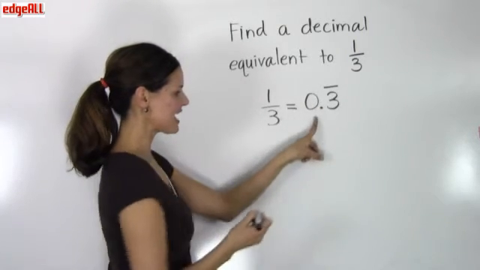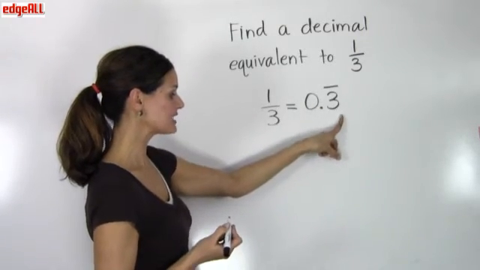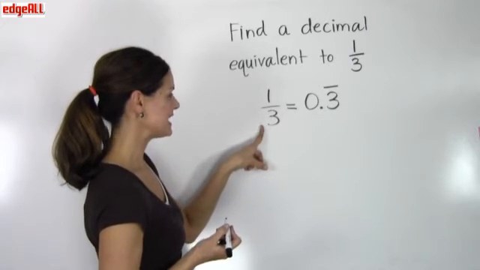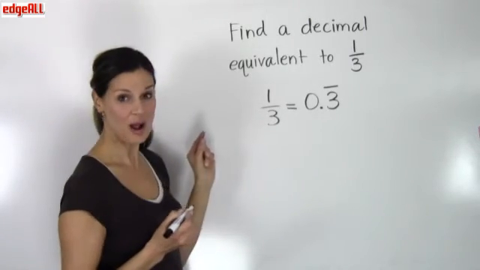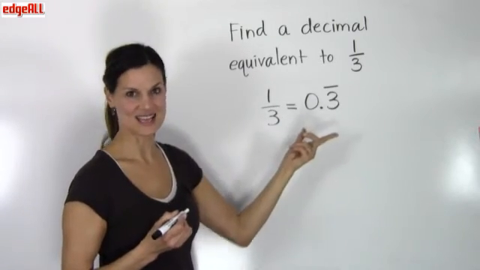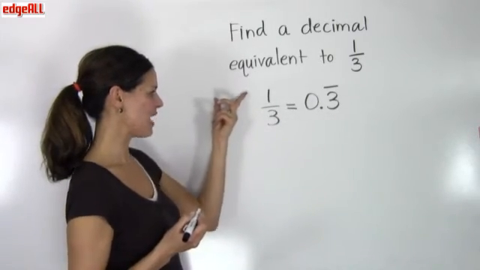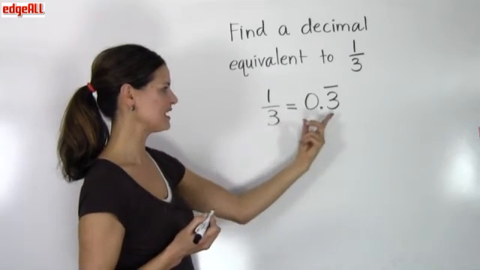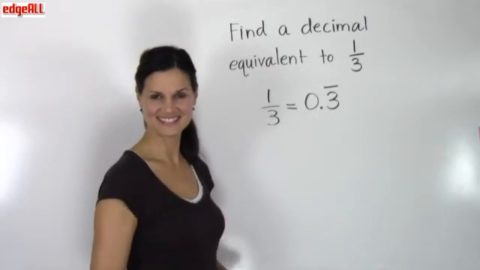So with this as my answer, it is an approximation of 1/3, but it is sufficient for most of the problems that you do with fractions and decimals. So we can leave our answer like this: 1/3 is equal to 0.3 repeating.